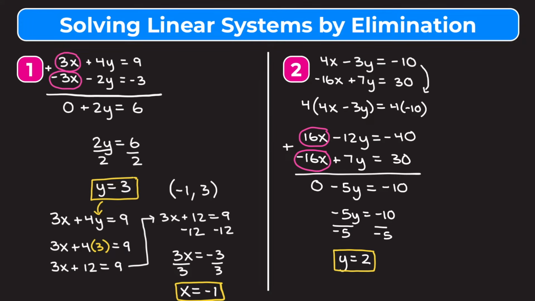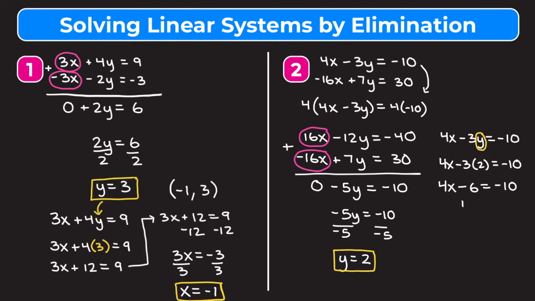So over here on the right, remember we can take either equation. So I'll just take the top equation, which is 4x minus 3y is equal to negative 10. And we're going to replace y with the y value we just found. So we're going to have 4x minus 3 times 2 equals negative 10, and now we can solve for x. So we have 4x minus 3 times 2 is 6 equals negative 10.